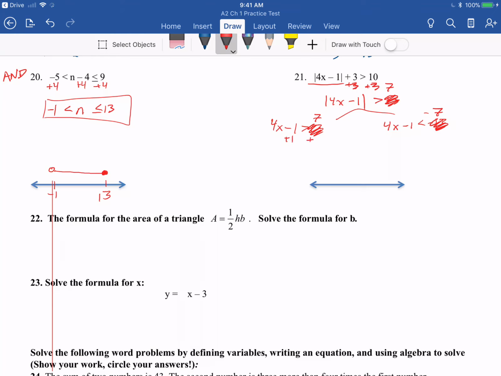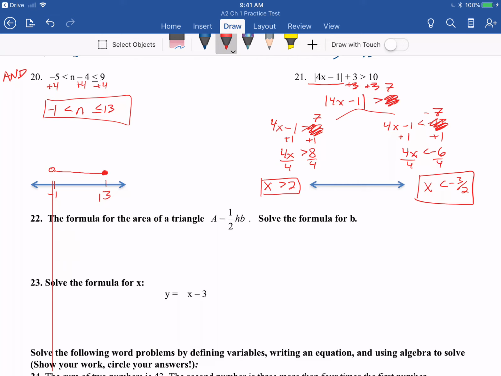So I add 1, add 1, add 1, add 1. I kind of like to work all these same steps here. You don't have to. So I have 4x is greater than 8, and I have 4x is less than, what is this? Negative 7 plus 1 is negative 6. If I go and divide by 4, divide by 4, divide by 4, divide by 4, I get x is greater than 2, and then I have x is less than negative 3 halves is what that simplifies to, negative 6 over 4.